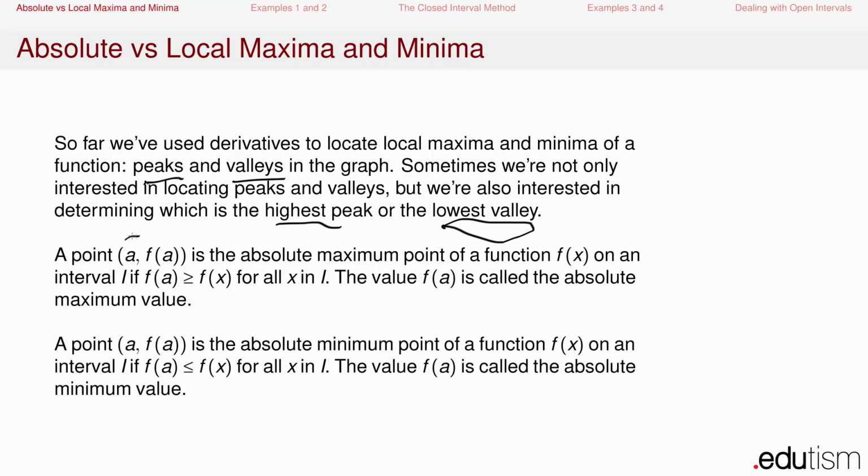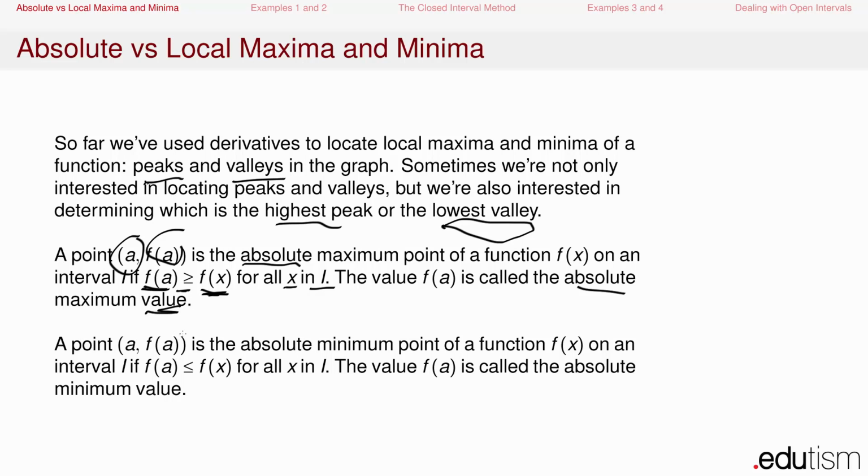So a point (a, f(a)) is an absolute maximum point of a function on an interval if the y-coordinate there is bigger than or equal to every other y-coordinate for all x in the interval. If you remember, for a local maximum point, it only needs to be bigger than or equal to the y-coordinates on either side. Here it has to be bigger than or equal to every other y-coordinate. The value f(a) is called the absolute maximum value. The absolute maximum point is the x-coordinate and the y-coordinate. The absolute maximum value is just the y-coordinate.